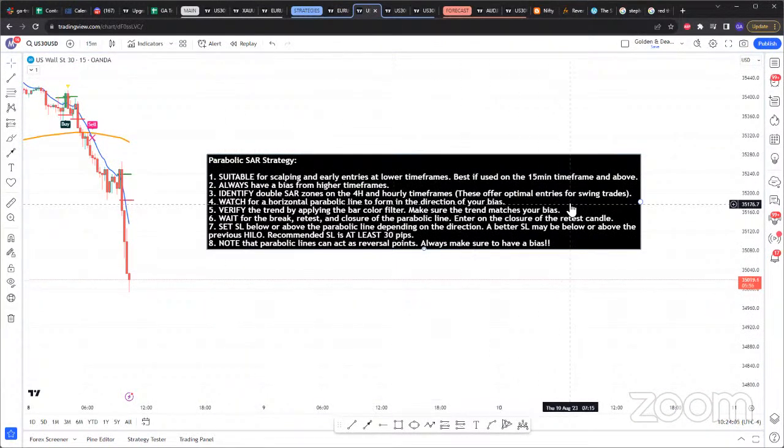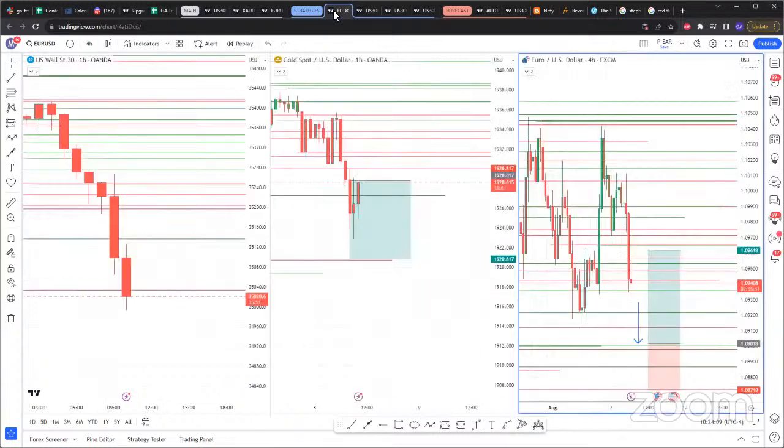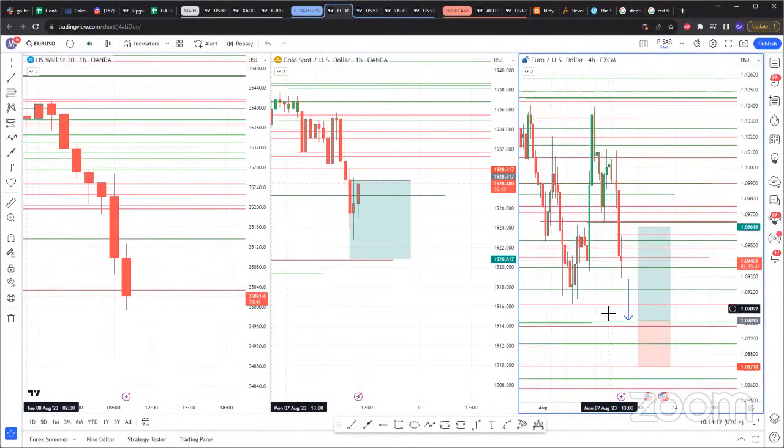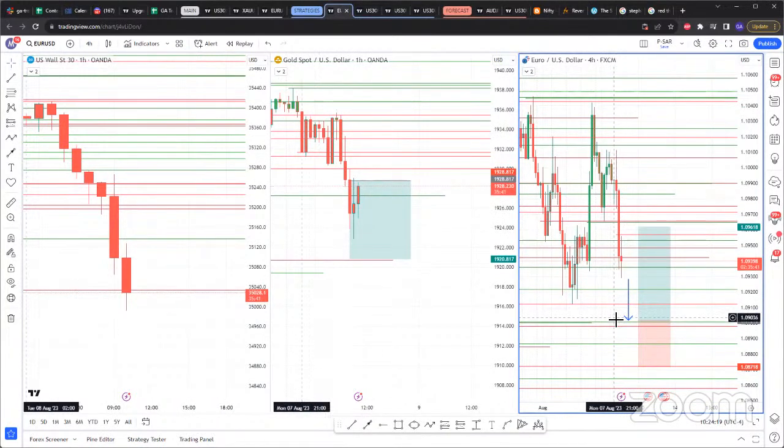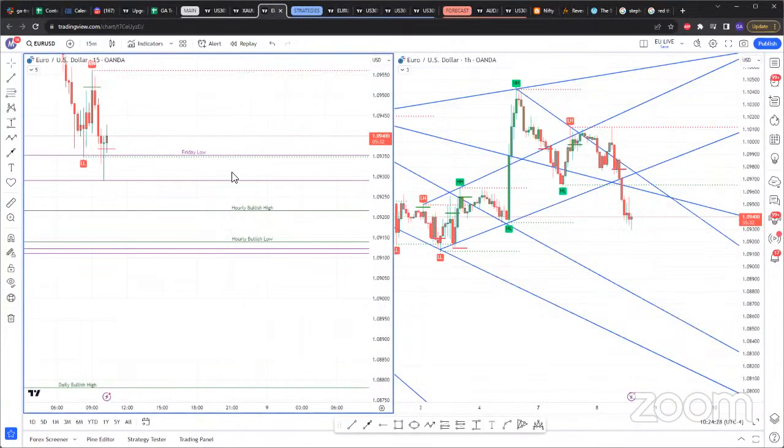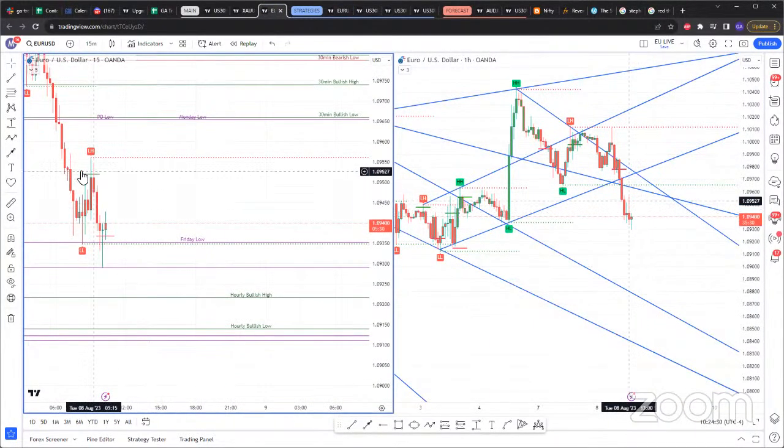Watch for horizontal parabolic lines to form in the direction of your bias, so you can have an entry. For example, here on the 4-hour, if I have a lot of confirmation, so if price gets here on the 4-hour time frame, and price is so volatile, and I have like an 80% probability on the retest candle, instead of waiting for the full 4 hours, I can come here on EU and look for a buy.